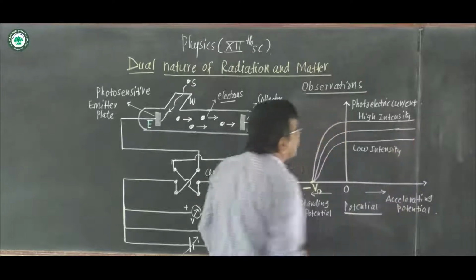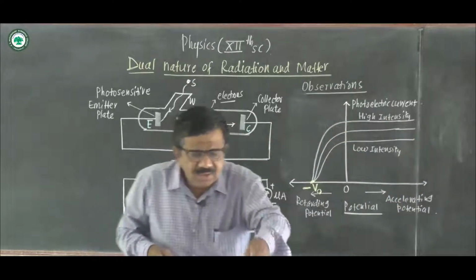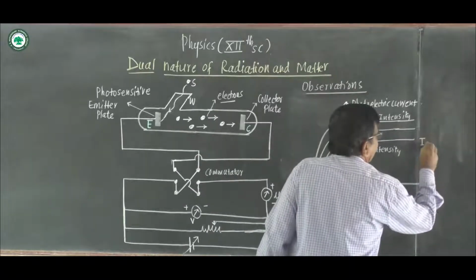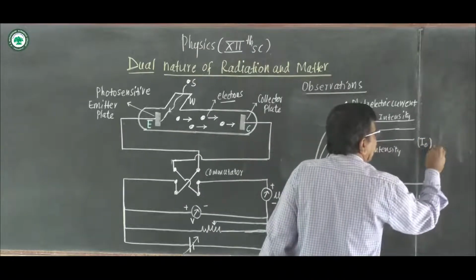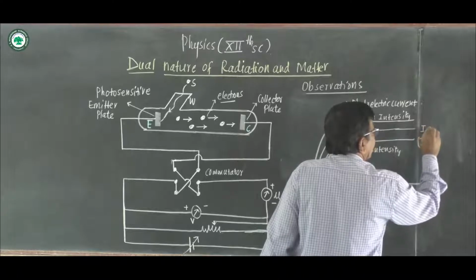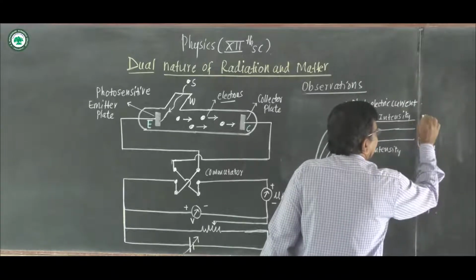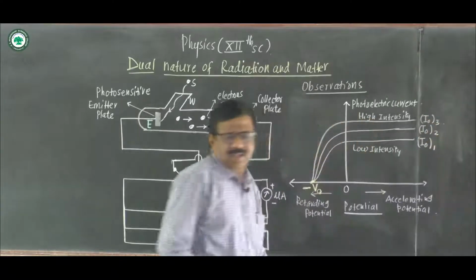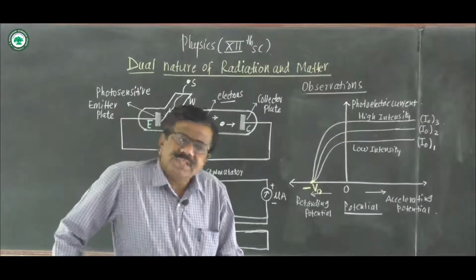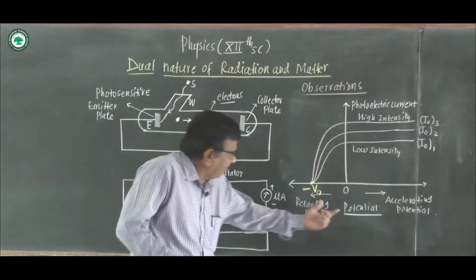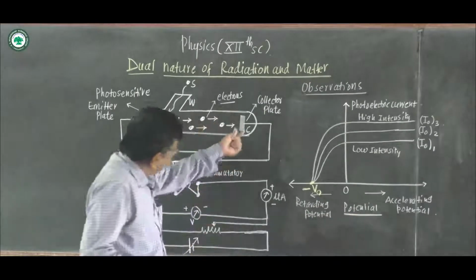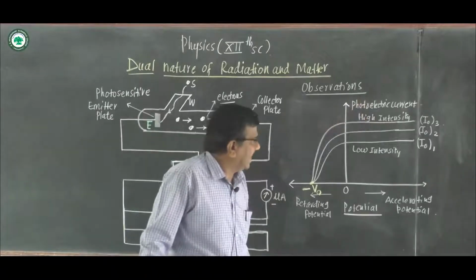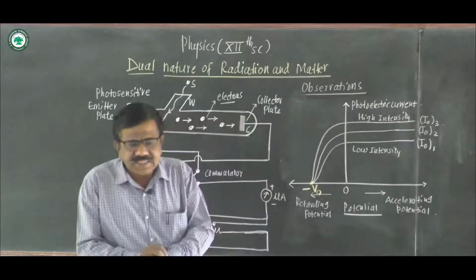And see here, this current remains constant. We call it I01. This is a saturation current, I01. This is I02, and this is I03. And here we study the effect of potential difference given to this collector and emitter on the photoelectric current if frequency is kept constant.